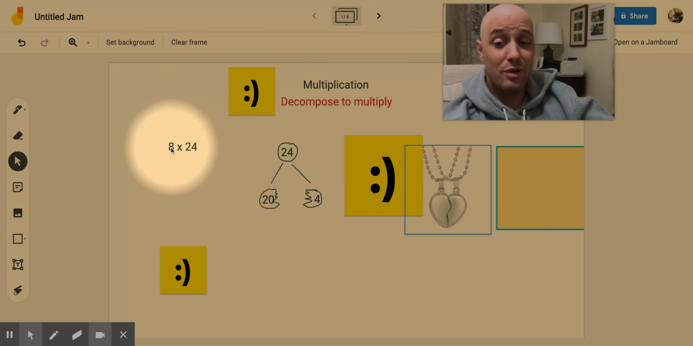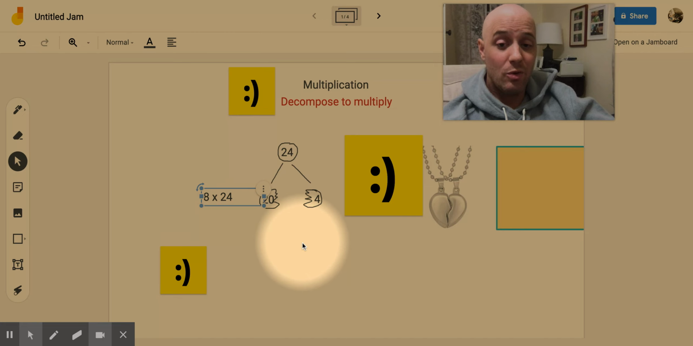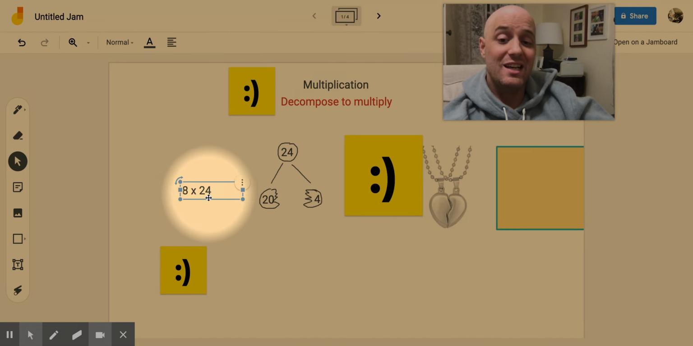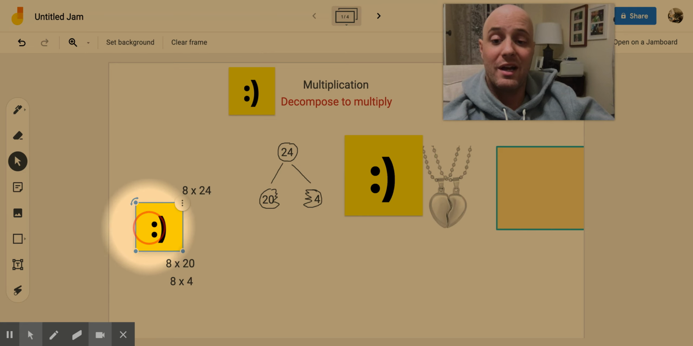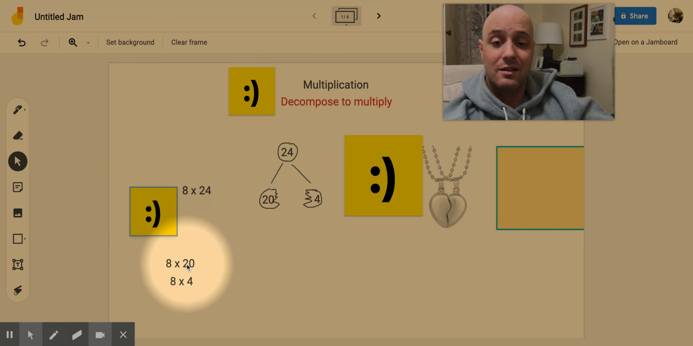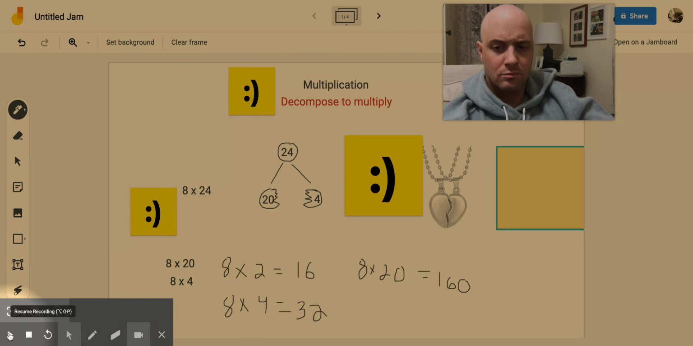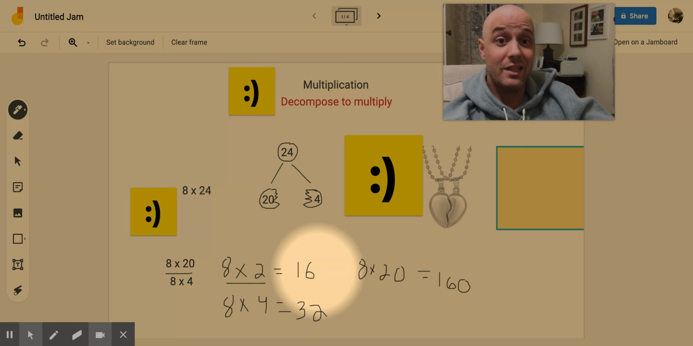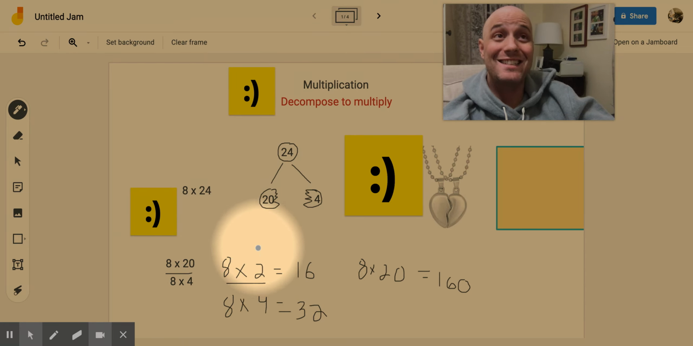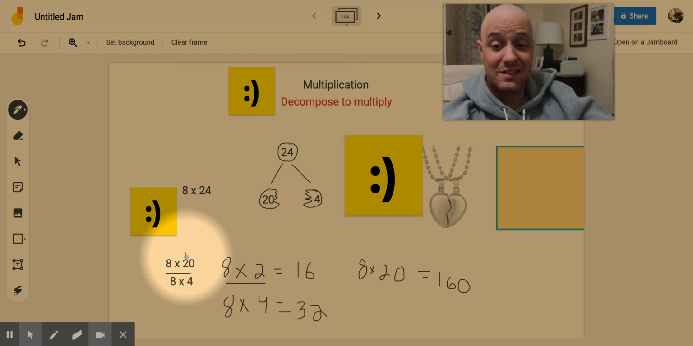So if we want to multiply 8 times 24, what we can do is say, hey, instead of doing 8 times 24, let's do 8 times 20 and 8 times 4. It's like multiplying by the tens. 2 tens, 20, and the ones, 8 times 4. So when we do this 8 times 20, that's the part that tricks a lot of kids. But hey, if you know 8 times 2 is 16, you know 8 times 20, because 20 is just 2 tens. There's 2 tens right there.